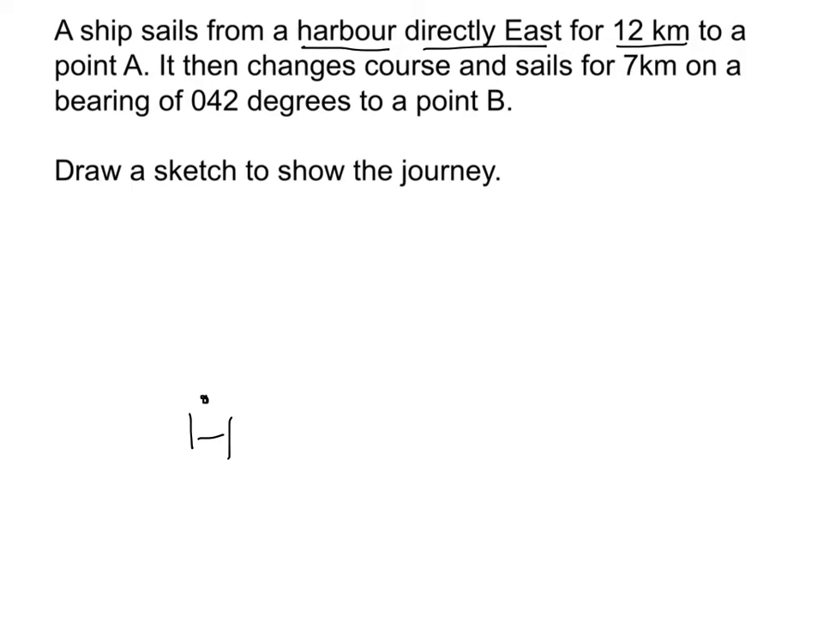So we always assume that straight up the page is north. So that's north. That means that directly east will be 90 degrees from that, so straight across like that. And we're just estimating, we're just drawing a sketch, so we don't need to measure anything, and we're not doing this to scale. So roughly that's about where A is going to be, and we know that the distance between H and A is 12 kilometres, so put that information on. And we know that that was directly east, so that's a right angle there.